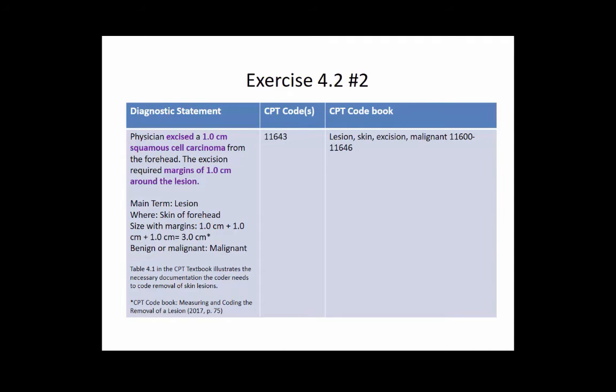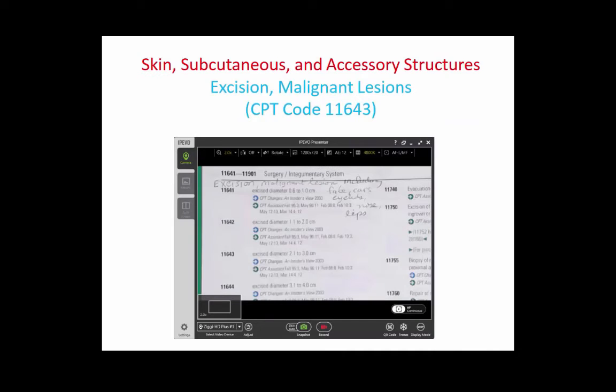So it's lesion, skin, excision, malignant. There's your range of codes. You go in, you read the guidelines under malignant lesions, and you pick your code. And here we are in the code book. I've shown you which body system I'm in, what body parts, what procedure, excision, malignant lesions, and then the code I assigned, 11643, because the diameter matches the math.